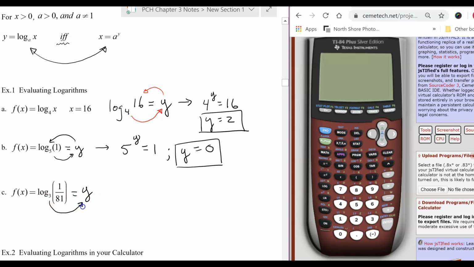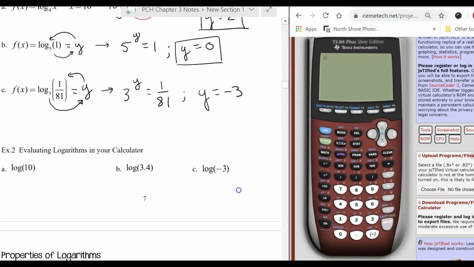Alright, next one, again, I'm going to let this equal y. So 3 to the y is going to equal 1 over 81. So we need to ask, what exponent do I need to raise 3 to so that I get 1 over 81? Well, I know that 3 to the fourth would be 81, so then 3 to the negative fourth would be 1 over 81. Remember, with that negative exponent, you just flip it to the other part of the fraction.